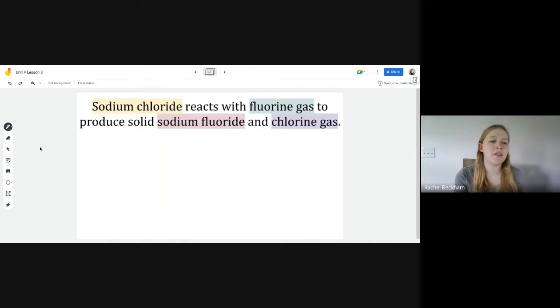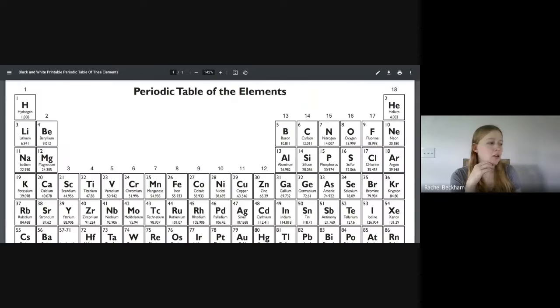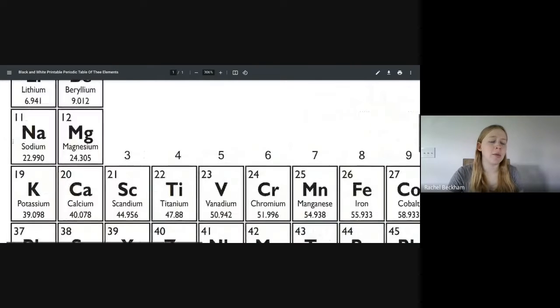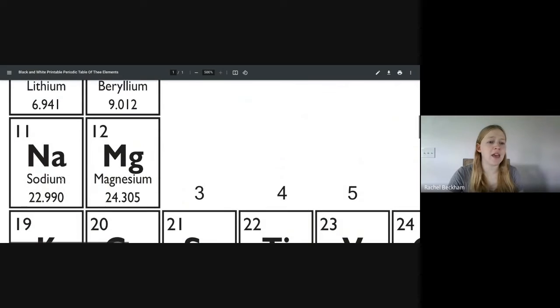We need to balance this equation. Before we balance it, we need to actually write the equation out. So it says sodium chloride reacts with fluorine gas to produce solid sodium fluoride and chlorine gas. So we need to make formulas out of these. And so we need to find these elements on the periodic table. I also have a copy of my periodic table here, so I can zoom in a little bit easier. But you can see that sodium is Na, right?